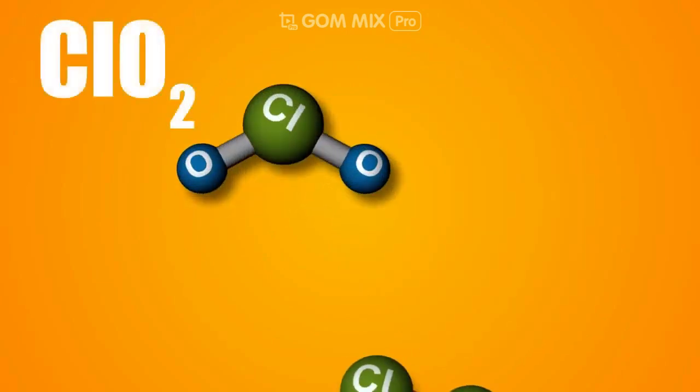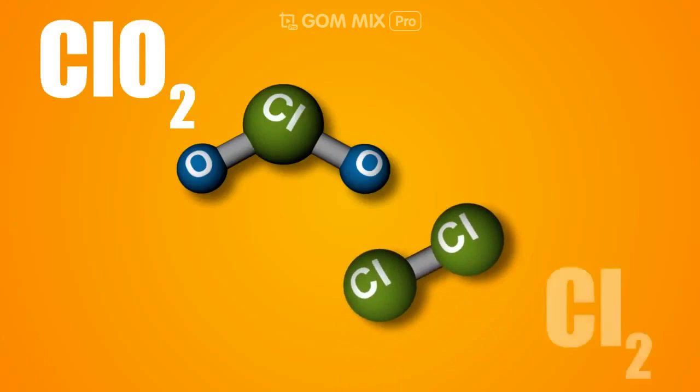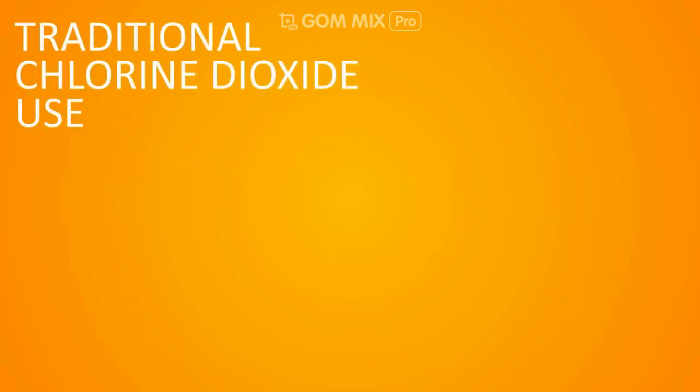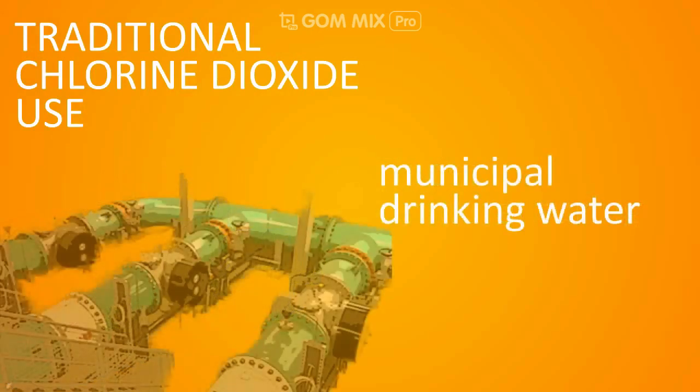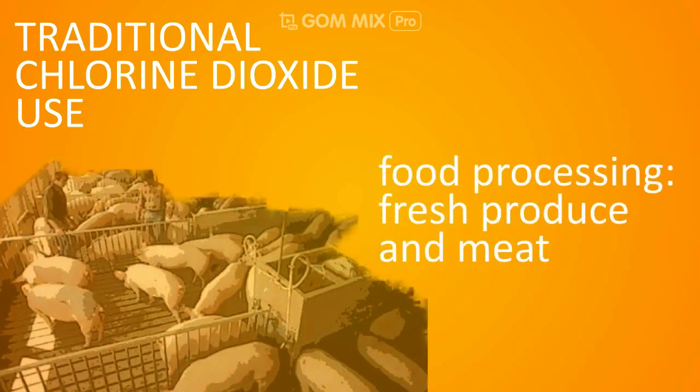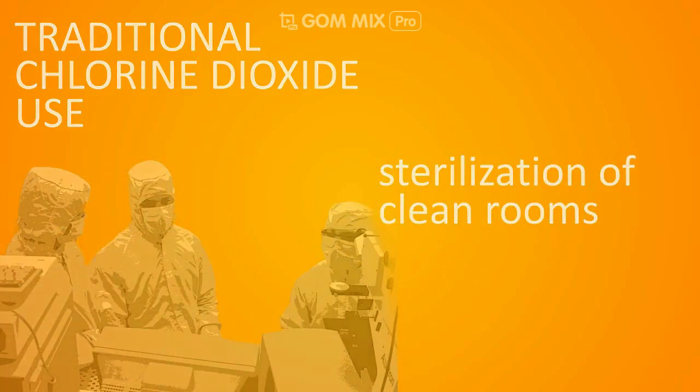It is very important not to confuse chlorine dioxide with chlorine, as these are two distinct chemicals which react very differently and produce separate byproducts with little in common. Traditionally, chlorine dioxide is used for bleaching and paper manufacturing and has been used on a large scale to disinfect municipal drinking water since 1956. The EPA has since registered its use for food processing, including fresh produce and meat, and the sterilization of clean rooms and laboratories.